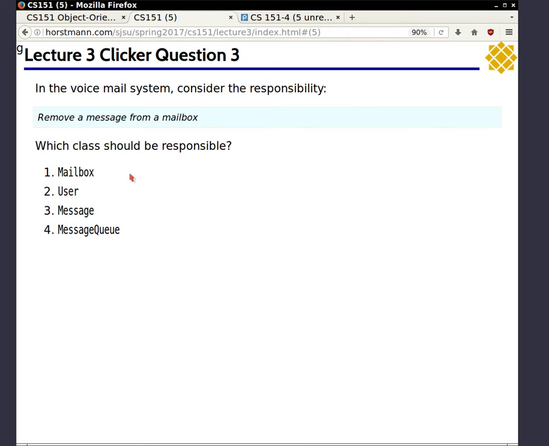All right. So the next thing here is, consider a responsibility. And the responsibility here is to remove a message from a mailbox and tell me which class should be responsible for it. Because it's a key belief in object-oriented design that for every responsibility there is one object that should be responsible for it. And all the other things that might need to be coming in there, they get passed in as parameters. So for every responsibility there is a single throat to choke. There is one object that is in charge of carrying it out. Is that an object of which of these four classes? What do you think?